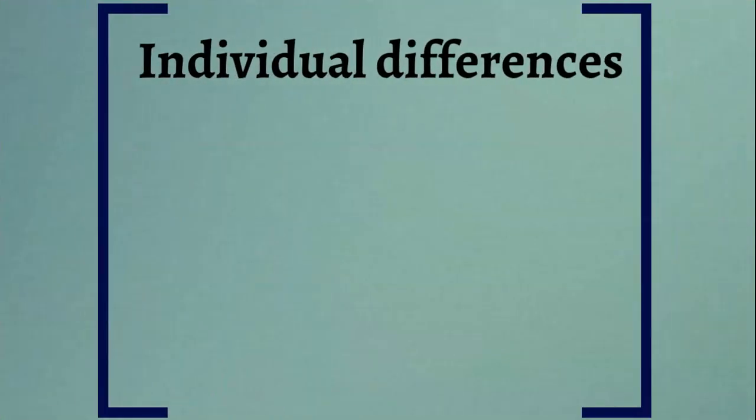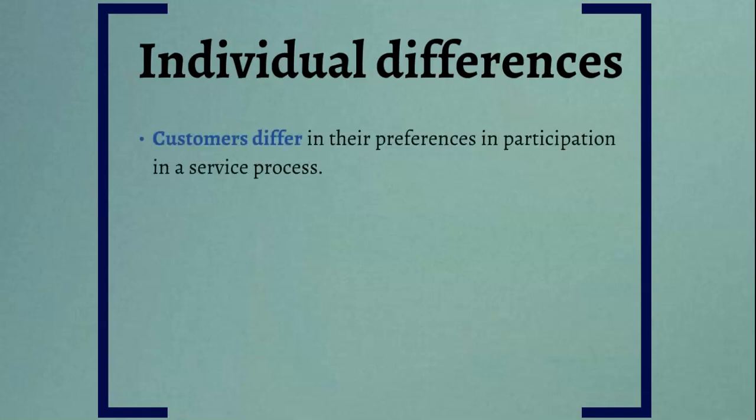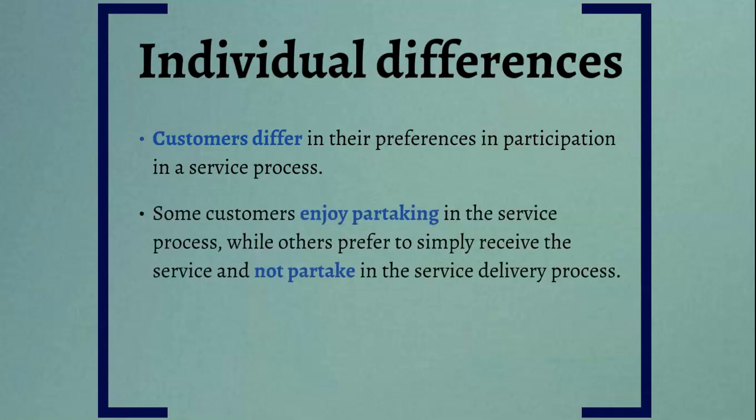Then there are individual differences, preferences in how customers will prefer using the app. For example, choosing between delivery at your home or using a pickup point to collect their packages. So in essence, customers differ in their preferences and participation in service processes. Some customers enjoy partaking in the service process, while others prefer simply receiving the service and not participating in the service delivery process. In the case of takealot.com, you can have a family member that instructs someone else to order a product for them, or they just enjoy doing it themselves.